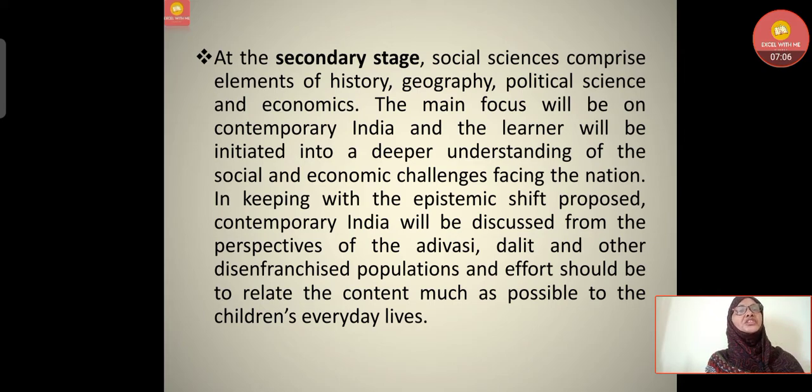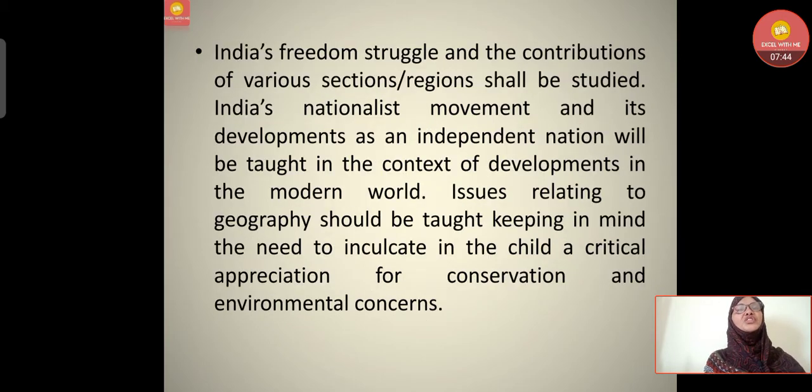In keeping with the epistemic shift proposed, contemporary India will be discussed from the perspectives of the Adivasi, Dalit and other disenfranchised population, and effort should be to relate the content as much as possible to the children's everyday lives. Obviously, what types of people are living in our country, we should respect them, we should not leave them behind, we should take them also with ourselves. And also whatever they are learning, it should relate to everyday life situations.